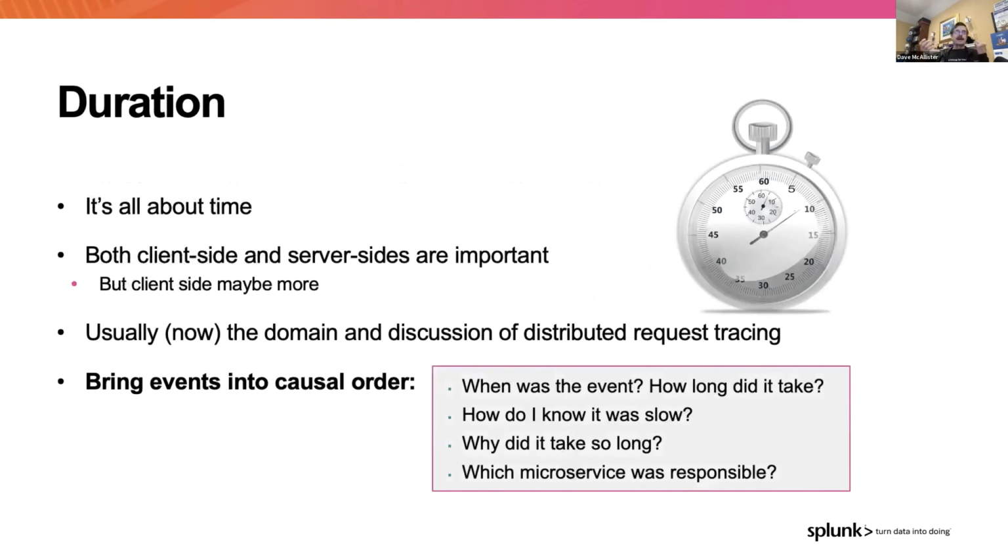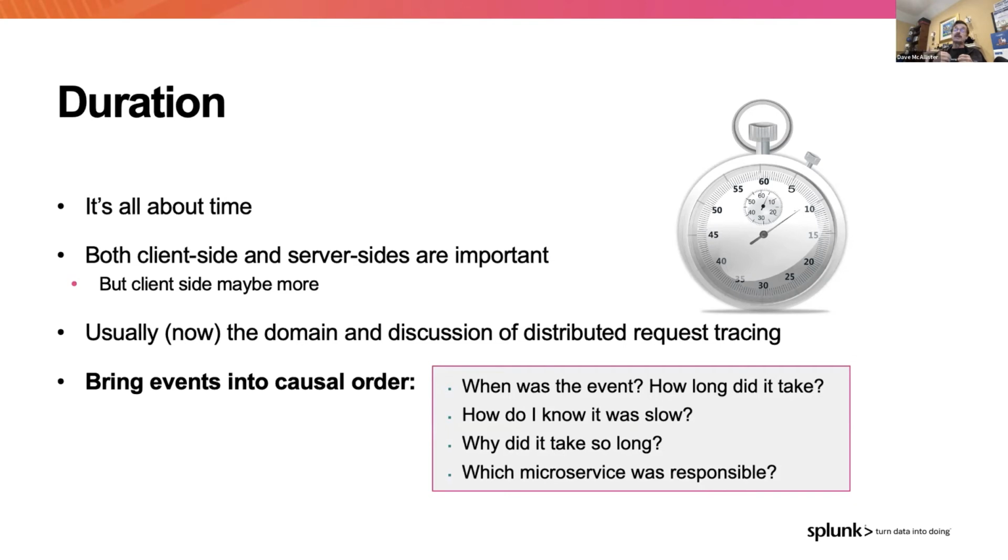Duration is all about time. And we've heard a lot about the world that duration lives in, distributed request tracing. Really, its entire job is, what order did things happen in? How long did things take? So we start being able to answer things. How do I know it's slow? And then what took so long? Which piece was long inside of here?